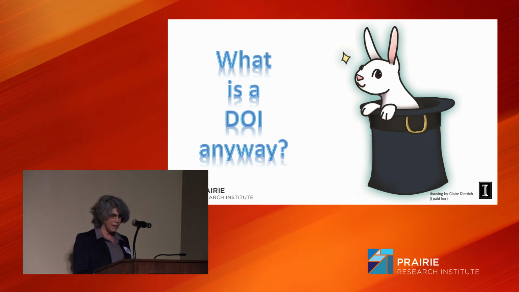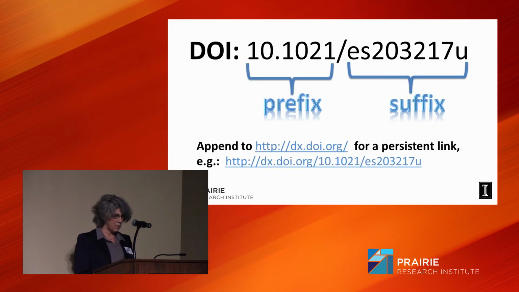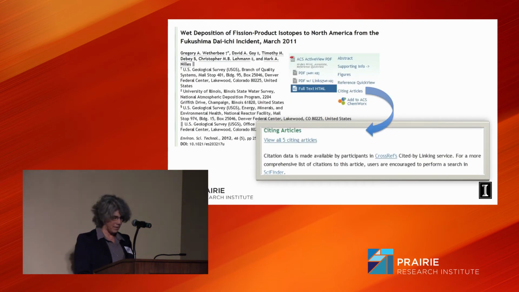They work because they're carefully assigned and maintained in registries in the millions since they were introduced in 2000. The prefix represents the publisher, the suffix represents the resource, and each DOI is unique. And you can do things with DOIs that are handy, like create persistent links. The functionality that we take for granted in online journals, for example, citation linking, is all facilitated by DOIs.